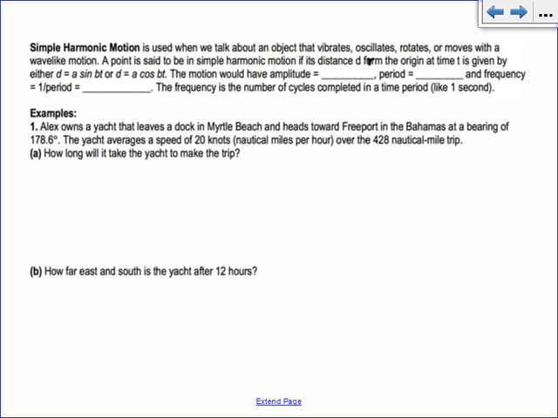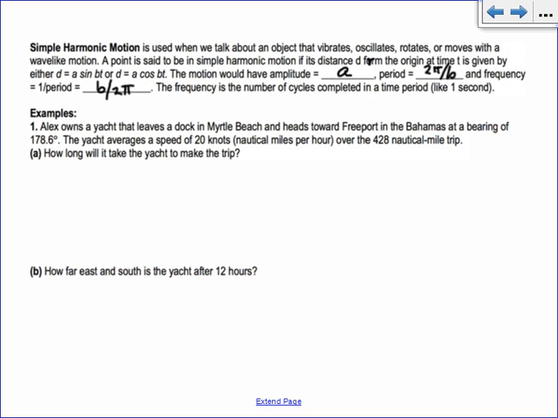The motion would have amplitude a, a period of 2 pi divided by b, and a frequency of 1 over the period, which is always just b over 2 pi. You just flip it. The frequency is the number of cycles completed per second or per minute or per hour or whatever. I don't talk about frequency too often now.